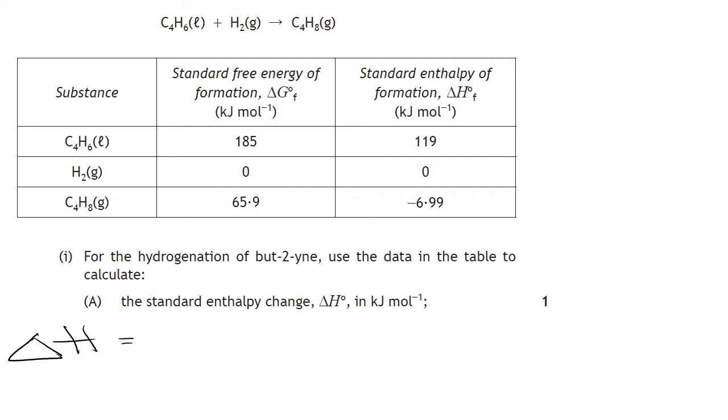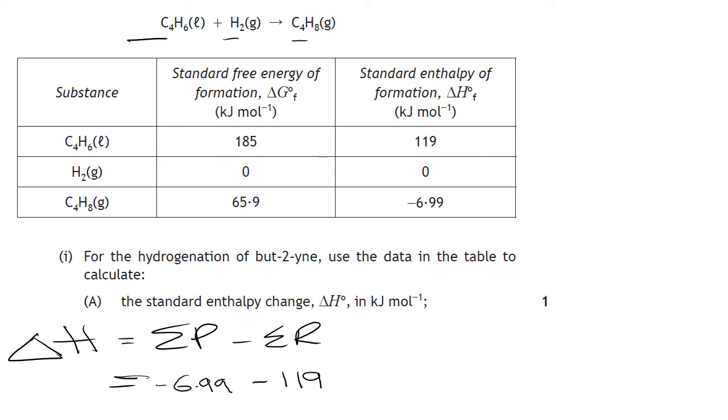ΔH is your products minus reactants. Always be careful of the stoichiometry, but in this case, everything is in a 1-to-1 ratio. So our product is negative 6.99 and a reactant is 119. There is no enthalpy of formation for hydrogen because it is an element.